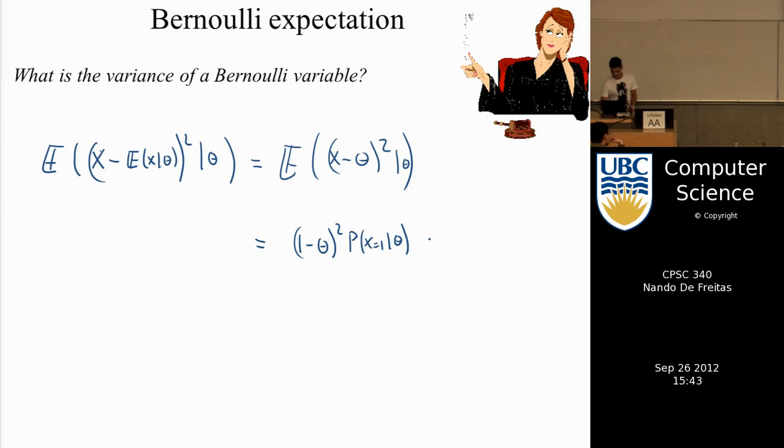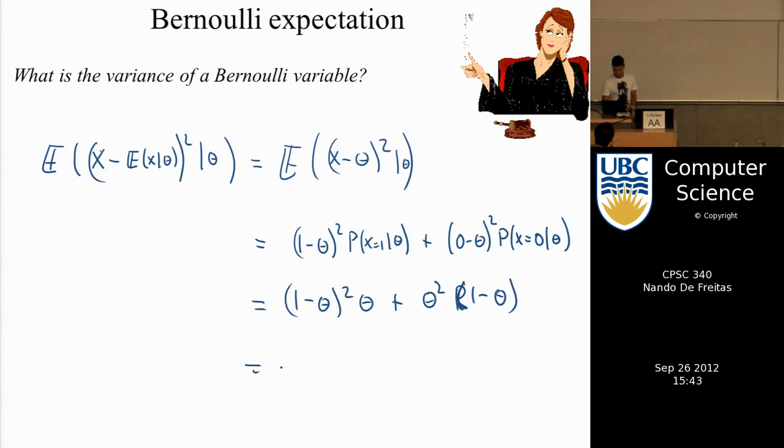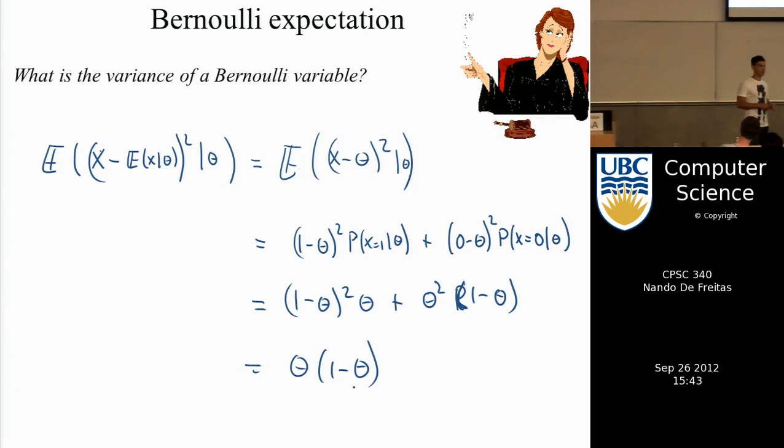And then when x is 0, I would have 0 minus theta squared times the probability that x is not equal to 1. In other words, it's 0 given theta. And that's 1 minus theta squared times theta plus theta squared. And the rest is really just tedious algebra. And this turns out to be theta times 1 minus theta. Okay. This will be useful.